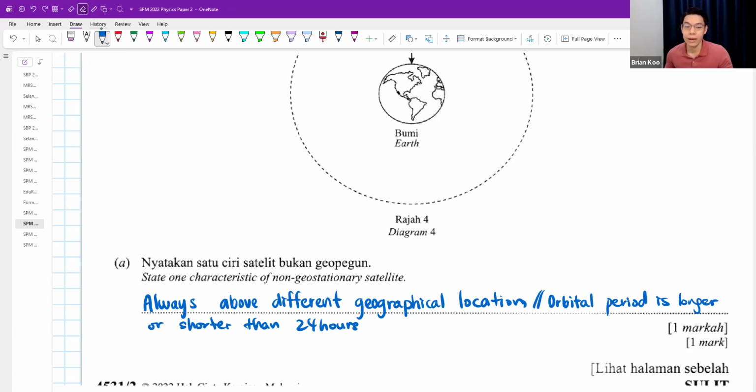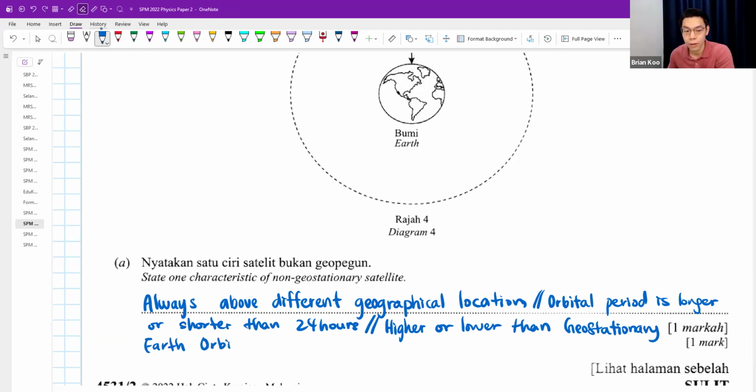Okay. And the orbit can be higher or lower than geostationary Earth orbit. It is higher or lower than geostationary Earth orbit. Okay, and there are still many other answers.